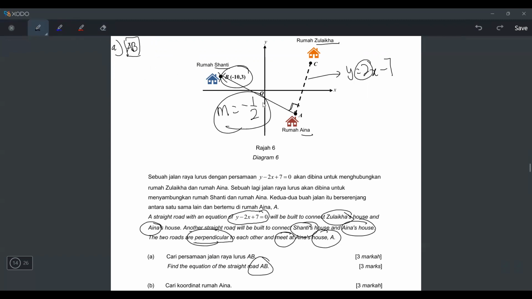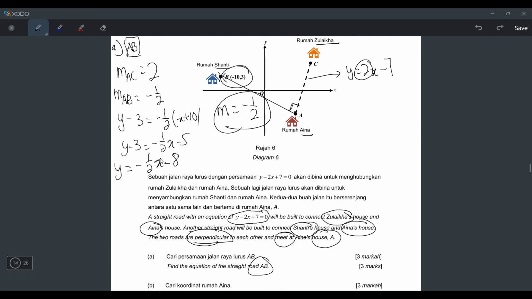But let's write for them how I get this gradient. So how I got it just now? First of all, gradient AC is 2. But I want AB, right? So the gradient of AB would be negative 1 over 2, because they are perpendicular. Then now I use the formula: y minus 3 equals negative 1 over 2 times x minus negative 10, which is x plus 10. So now it will be y minus 3 equals negative 1 over 2x minus 5, y equals negative 1 over 2x minus 8. Right? Done. Okay, let's go to B.